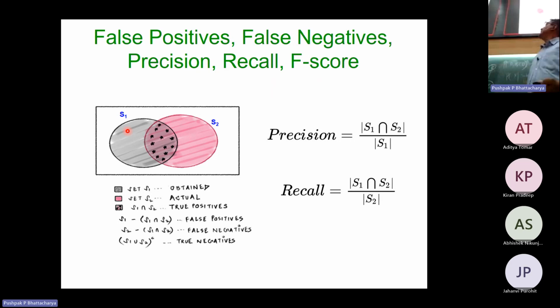Precision is S1 intersection S2, the true positive region, divided by S1, the machine's output, being the denominator, and the numerator is the set of true positives. And recall is the set of true positives divided by S2, the set which should have been totally obtained. Only a part of this is obtained. So recall is S1 intersection S2 by S2.